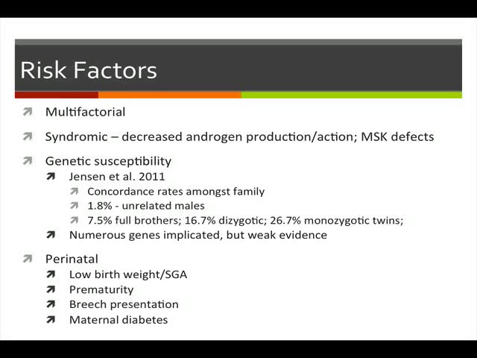There are a lot of different genes that are implicated in this association, but weak evidence providing support for one specific gene. Other perinatal factors include low birth weight, being small for gestational age, premature babies, and then babies with breech presentation or maternal diabetes present in the pregnancy.